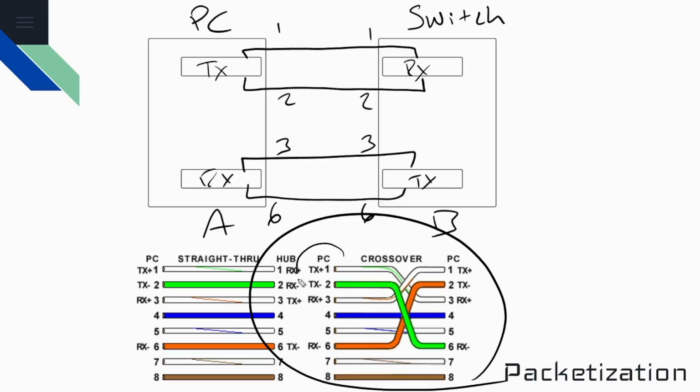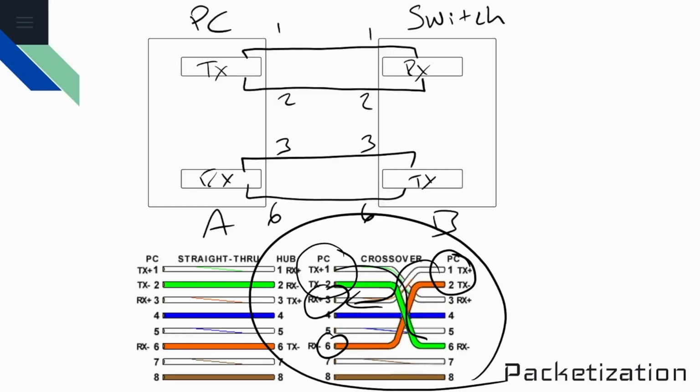We have the transmit pins here, that's 1 and 2, and they cross over to 6 and 3. And that's also the same on the opposite side of the cable, where we have the 1 and 2 on this device crossing over to 3 and 6 on the other side. And this is how you would connect two like devices together in order for them to communicate.